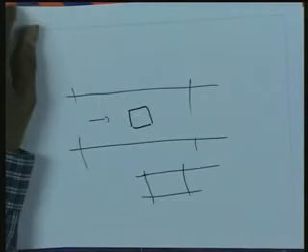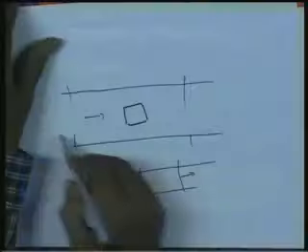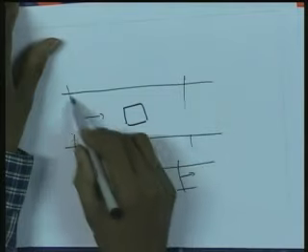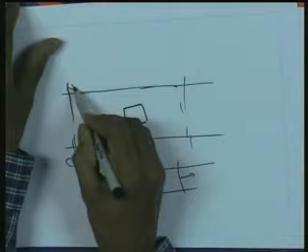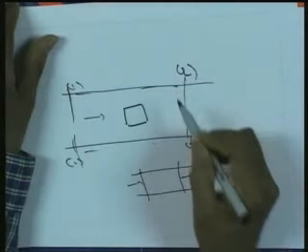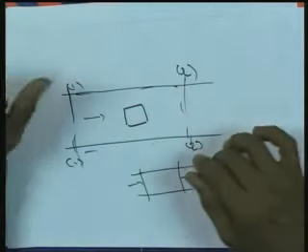And the second one is to define the system to be studied as a fixed region in space known as control volume, through which fluid flows. Generally this will be an open system. Here you can see a channel flow or a river flow. We will consider a control volume like this. Between section 1-1 and section 2-2, what happens. So we can define a system of fixed region in space, which is the so-called control volume, and this is an open system.